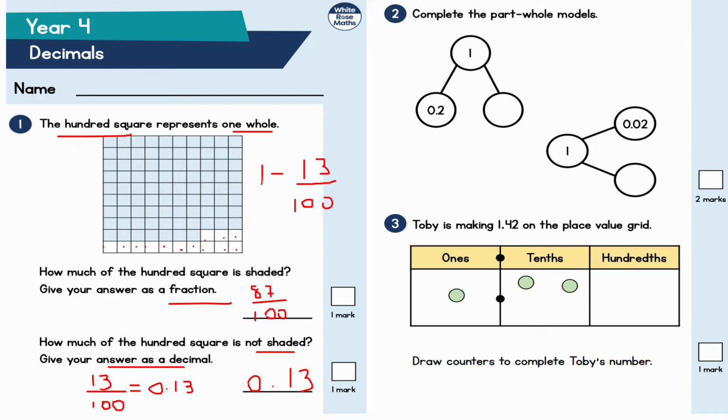So 13 is there. Imagine it's 13.0, and then I move the decimal point 2 places to the left, or move the numbers here to the right, and move the decimal point to the left.